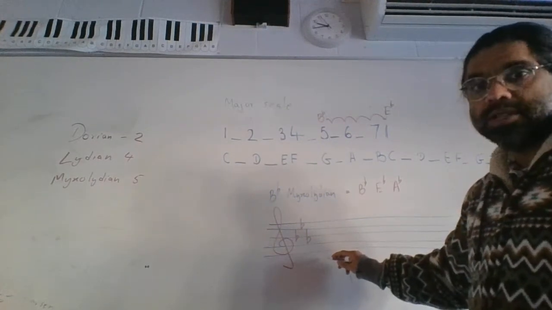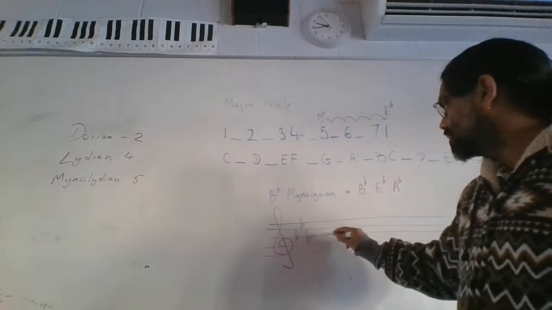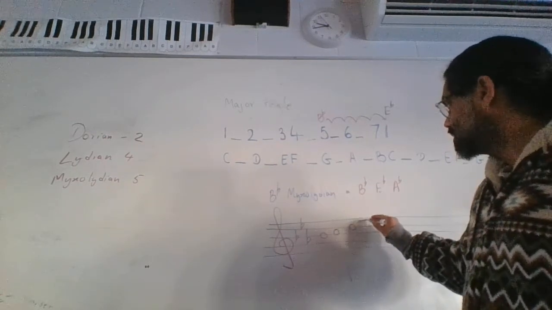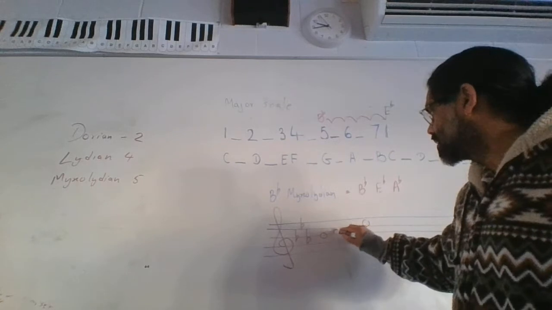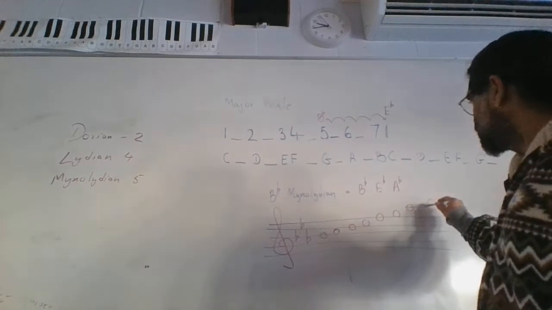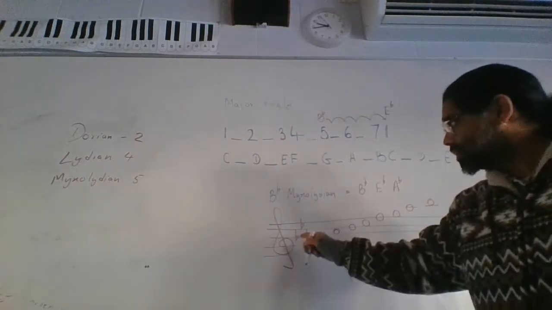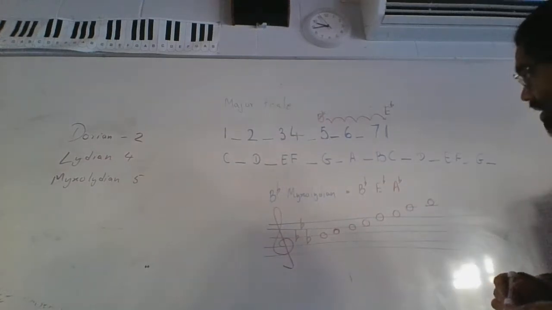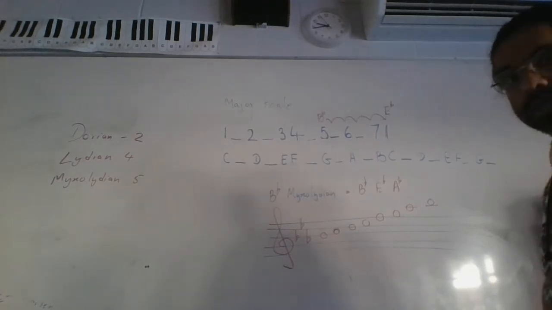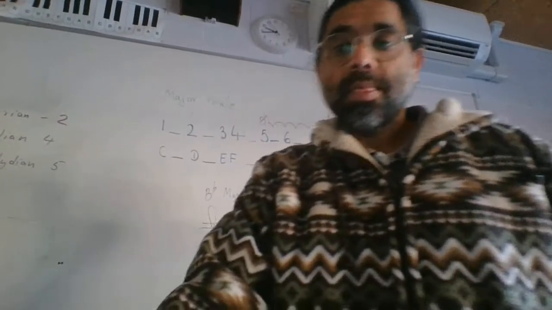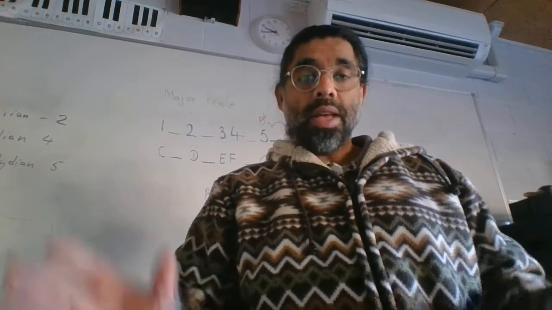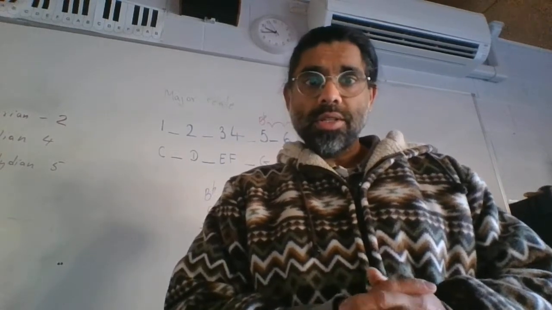You can start down here on the ledger line, or you can start there and go up, whichever way. So we'll start here: B flat, C, D, E, F, G, A, and then that's your B flat. We don't need to write accidentals there because we have a key signature. And that is your B flat Mixolydian mode. And that, ladies and gentlemen, is how you write modes, relating everything back to the major scale. It just makes it so much easier.